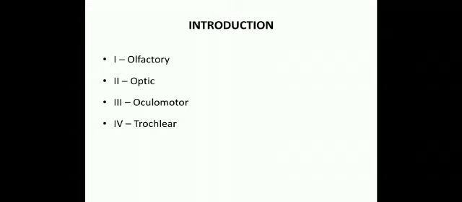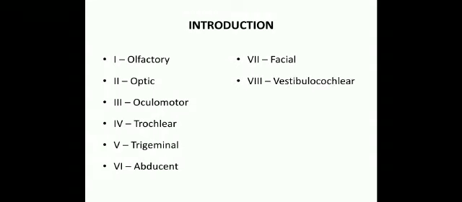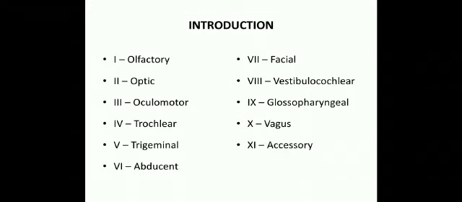So there are 12 pairs of cranial nerves. That includes the first is olfactory, second optic, third oculomotor, fourth trochlear, fifth trigeminal, sixth abducent, seventh facial, eighth vestibulocochlear, ninth glossopharyngeal, 10th vagus, 11th is accessory, and 12th is hypoglossal nerve.